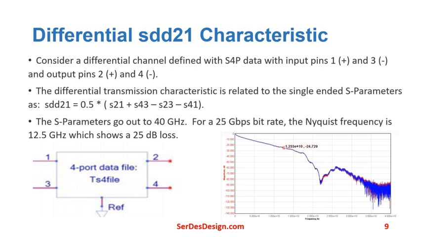Shown here is a typical SDD21 characteristic. The S-parameters go out to 40 gigahertz for a 25 gigabits bit rate. The Nyquist frequency is 12.5 gigahertz, which shows a 25 dB loss. At high speed, a digital SerDes channel typically has a substantial high frequency attenuation at and above the Nyquist frequency and requires compensation using equalizers at the transmit and or receive side of the channel.